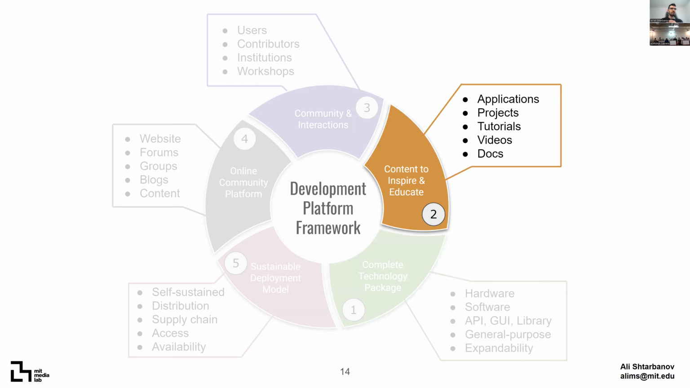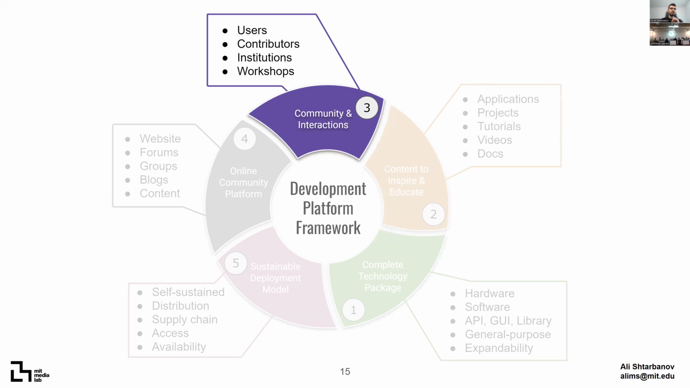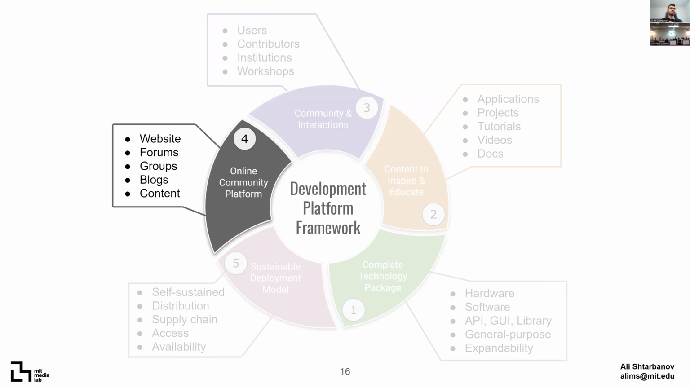Second, content, to showcase what is possible with the platform, to educate, and to inspire people to unleash their creativity. Third, community and interactions. This includes users, contributors, and institutions, as well as the interactions that happen between them through workshops, hackathons, collaborations, and online. The community is the catalyst and enabler for wide-reaching impact. The larger the community around the platform, the more valuable it becomes to everyone using it, also known as the network effect.